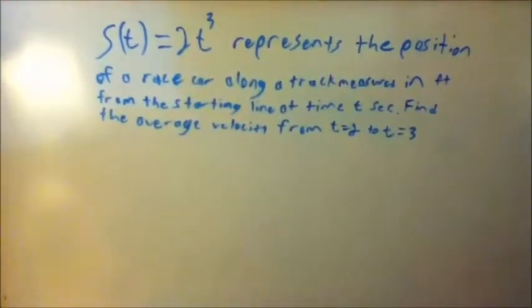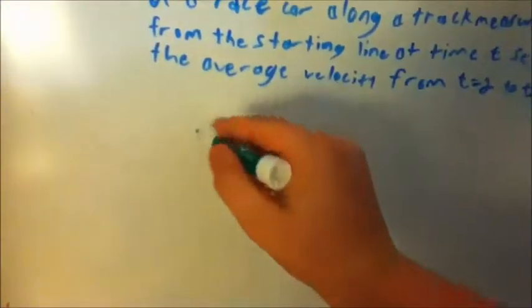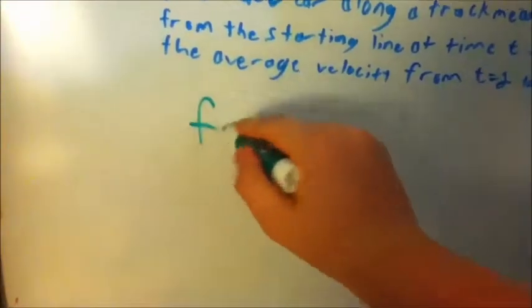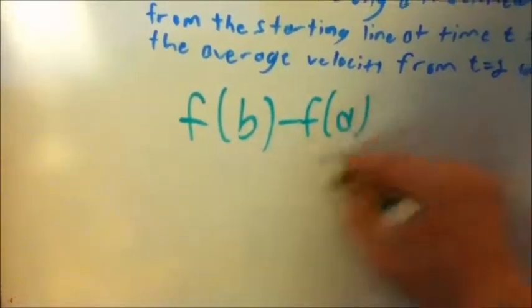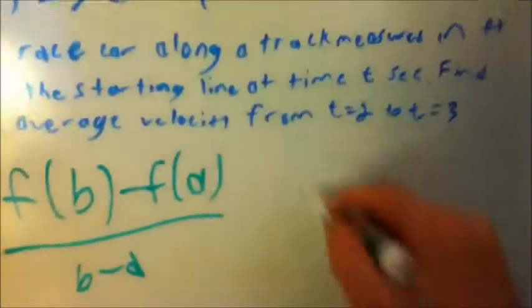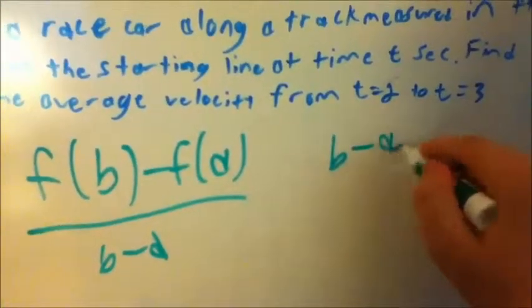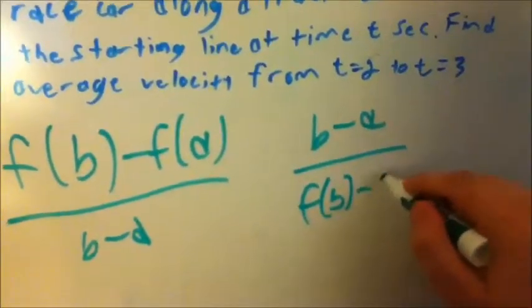Now I'm going to go over some common mistakes. For one, when you're doing these problems, make sure you make the equation f of b minus f of a over b minus a, and not b minus a over f of b minus f of a.